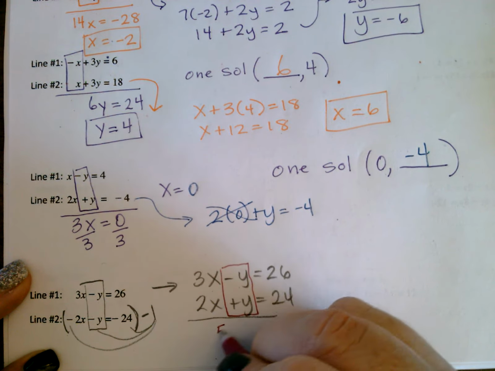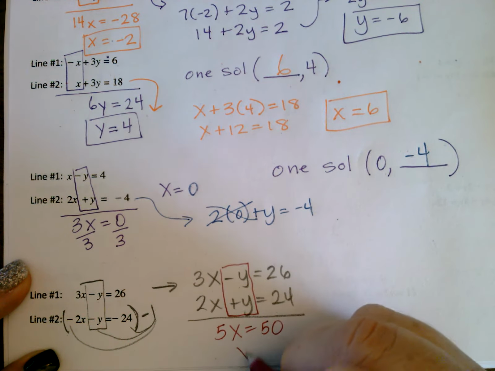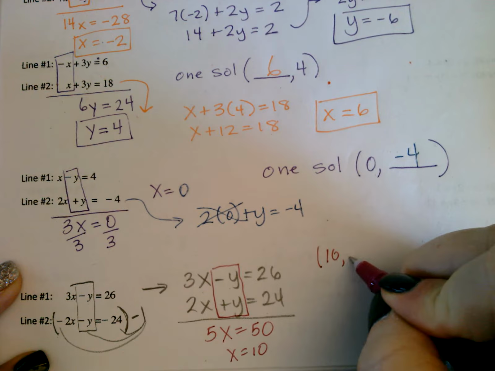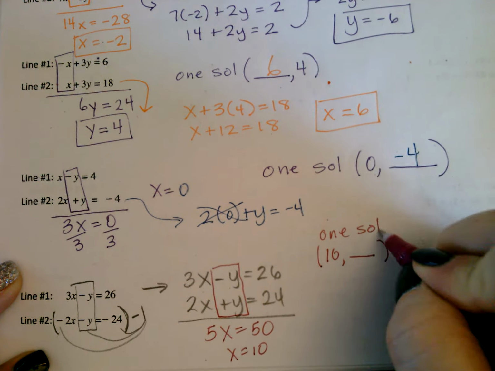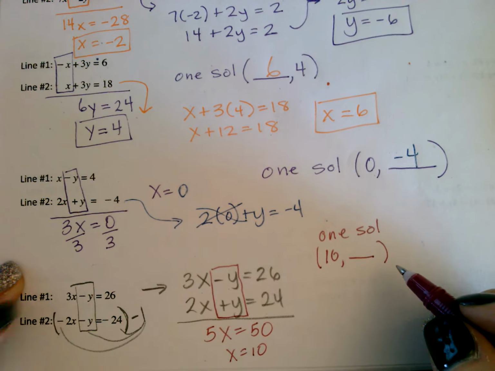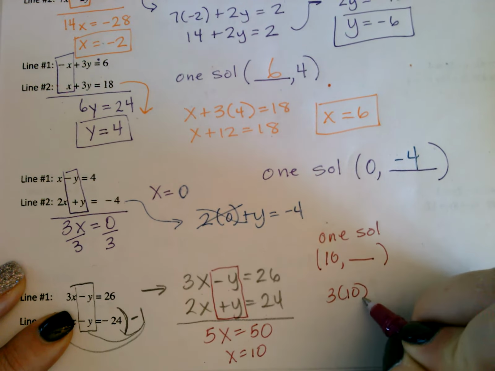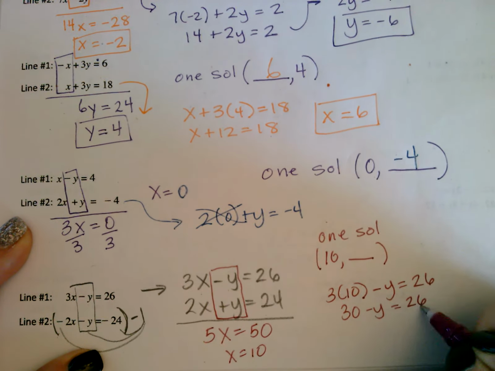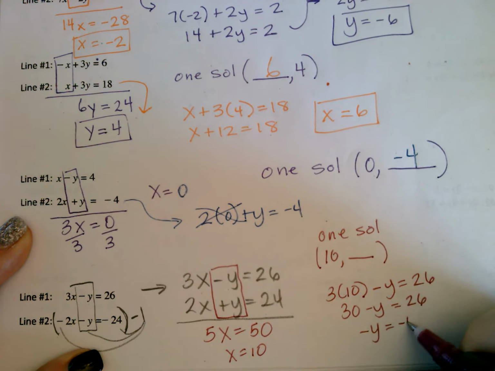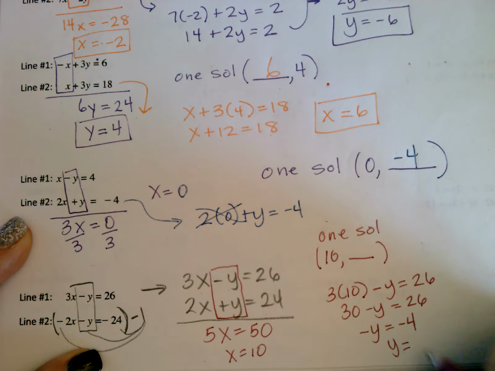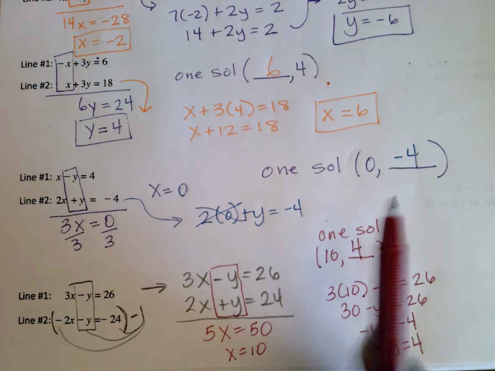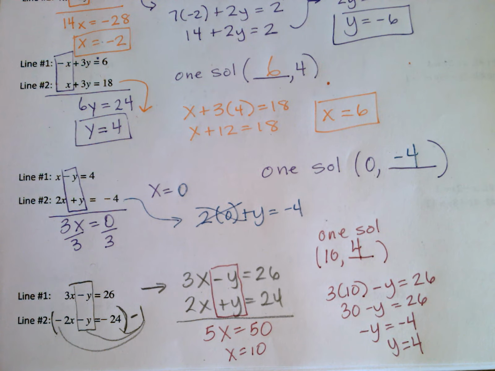Now I have a set of opposites. One positive y, one negative y. Combine my like terms. I get x equals 10. So one solution where x equals 10. Put x into either equation. I'm going to put it into this top one. I'm going to be very careful with the negative y. Subtract that, negative y equals negative 4. Therefore, y equals positive 4. Those two lines would cross at the point 10, 4.